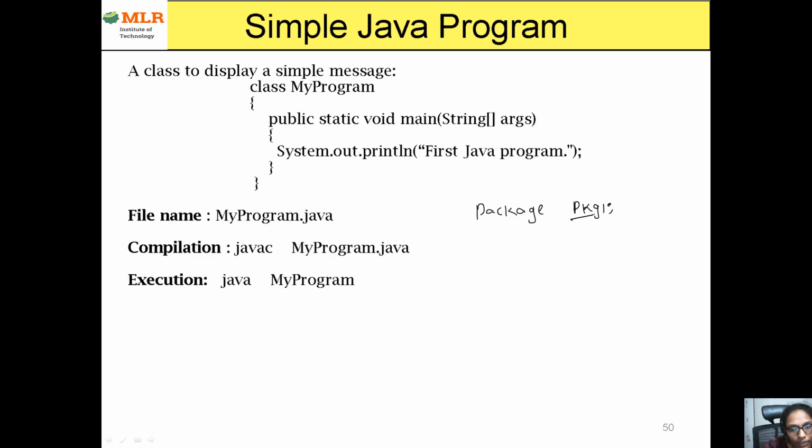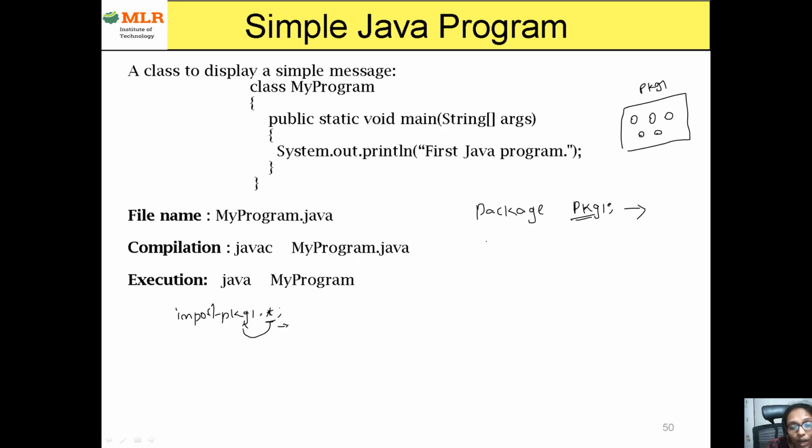So a package will be created with the name pkg1, and whatever programs and classes you are writing will be included in this pkg1. And now you can share this pkg1 with any of your friends. They can import this package like import pkg1 dot star. Star means all the classes which you wrote in your package, they can access. And this will be the first statement.